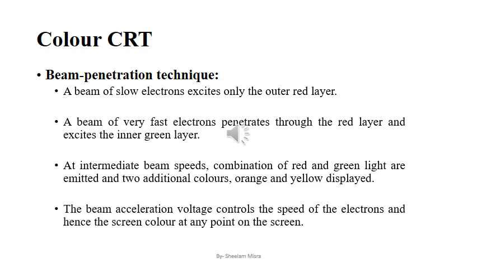A beam of slow electrons excites only the outer red layer. A beam of very fast electrons penetrates through the red layer and excites the inner green layer. At an intermediate beam speed, a combination of red and green light is emitted, and two additional colors, orange and yellow, are displayed. The beam acceleration voltage controls the speed of the electrons and hence the screen color at any point on the screen.